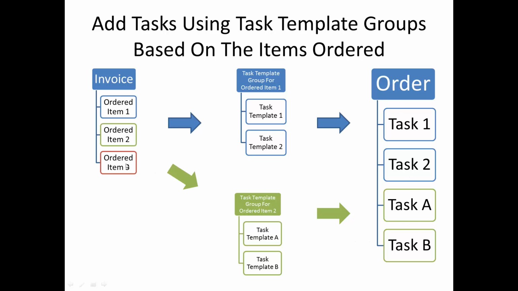This one, the red one, there isn't a task template group associated with it, and so nothing is added to the order. Examples of this would be like a service. A service fee would be a good example of that one. Then these ones could be like album or pictures or other type of products or packages.